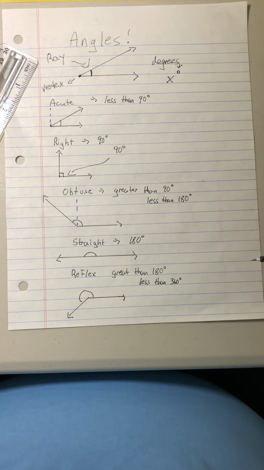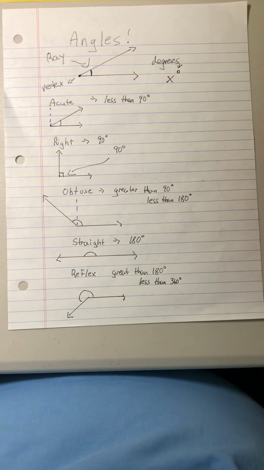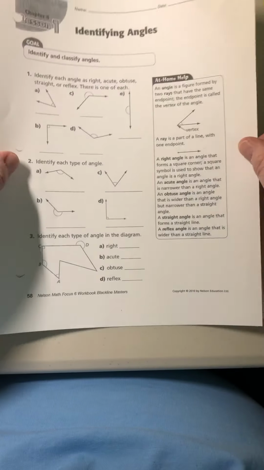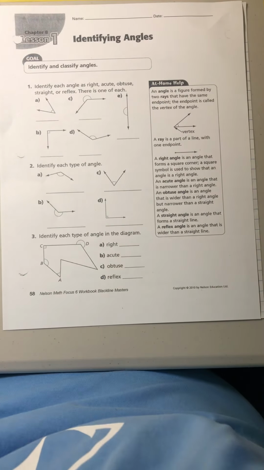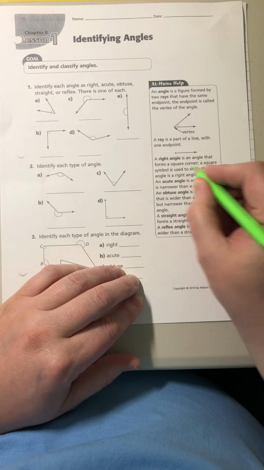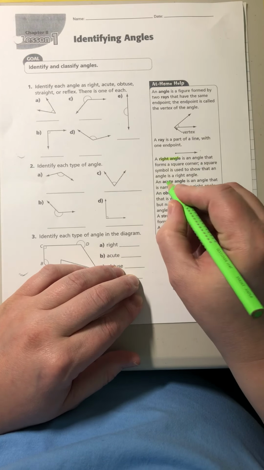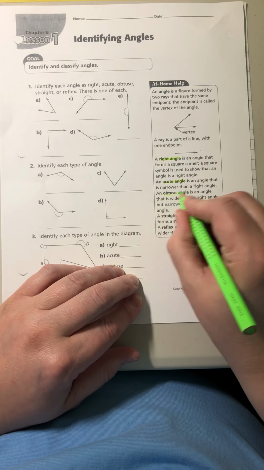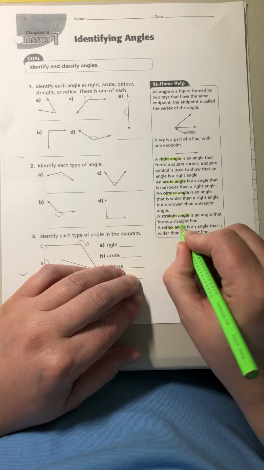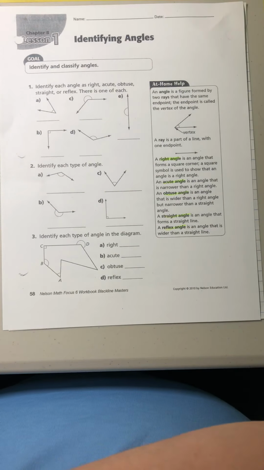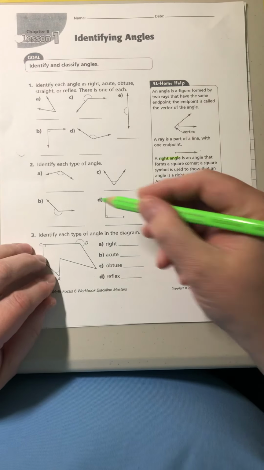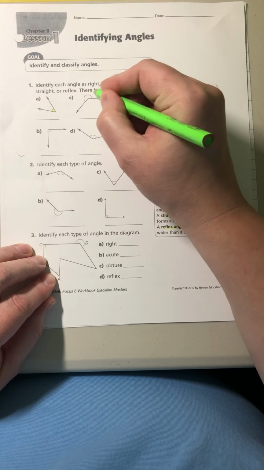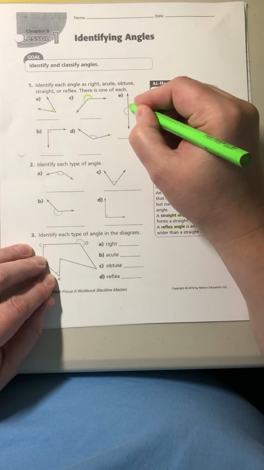Okay? Now, at-home help, identifying angles. Right here has the definitions for you. What a right angle is, an acute, obtuse, straight, and reflex. So you have this sheet with your booklet that you could always refer to. And when you're looking at identifying angles, we're not measuring them, we're just deciding what type they are. We're always looking at this arc. Okay?